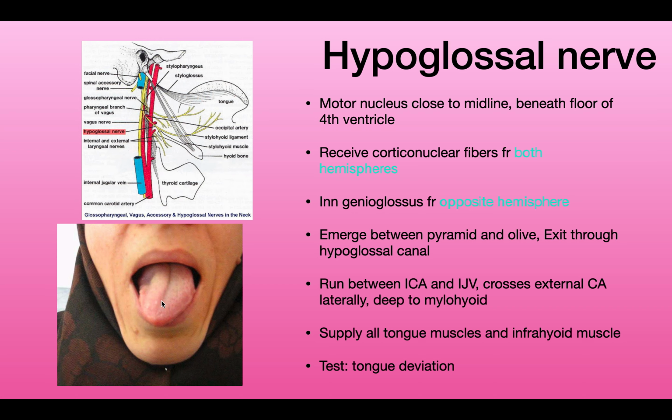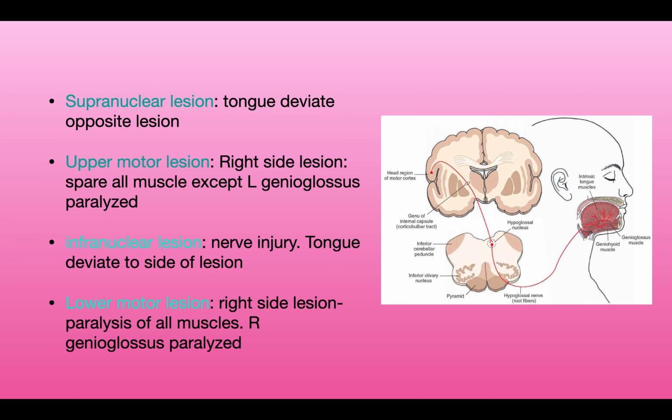It supplies all the tongue muscles and the infrahyoid muscles, allowing the swallowing reflex to occur. And you test it by asking the patient to stick out their tongue and seeing if there's an obvious deviation. In a supranuclear lesion, the tongue will deviate to the opposite side due to the upper motor neuron lesion. All muscles are spared except for the contralateral genioglossus muscle. That's the only one that's being paralyzed.